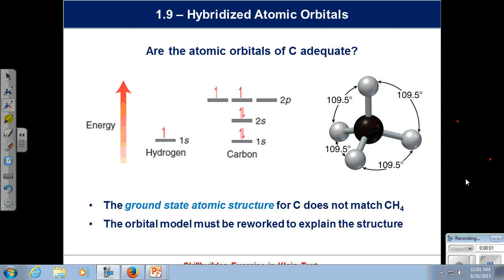Start talking again about hybridization and why this is necessary. This is one of these fundamental building blocks. It's like in chess, you're learning one of the pieces, how it moves. You learn this, you can use it. If you don't understand this stuff, it doesn't get any better from here.